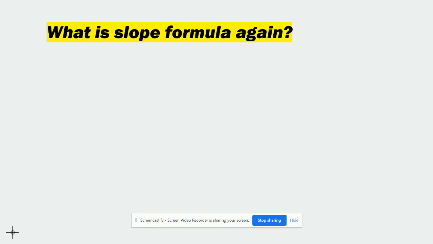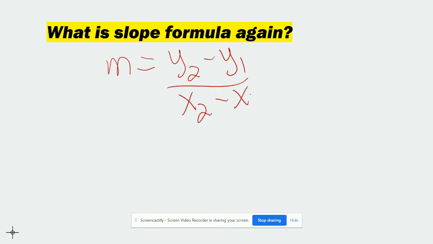So slope formula, yet again, just to make sure we don't forget, we have m is equal to y2 minus y1 over x2 minus x1. Very important that we note the minuses there. And it really doesn't matter which ordered pair is 1 and which ordered pair is 2, as long as you are consistent.